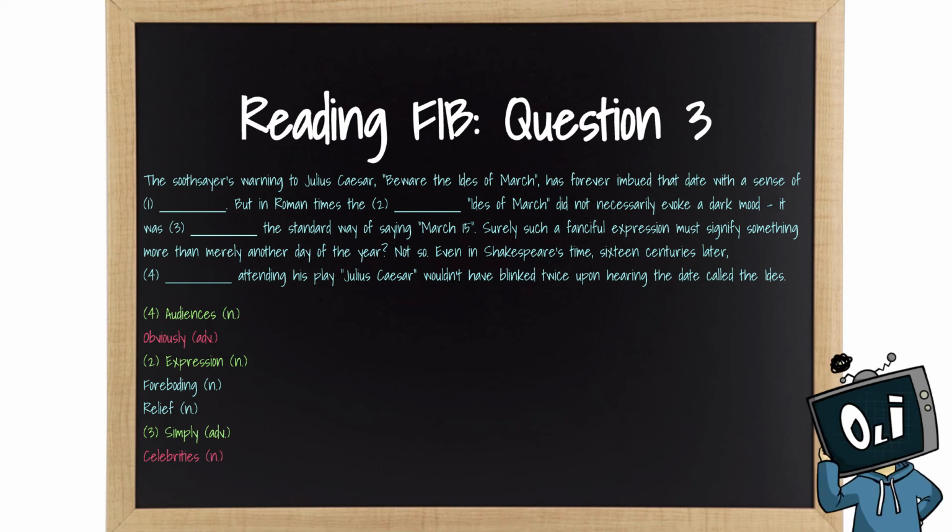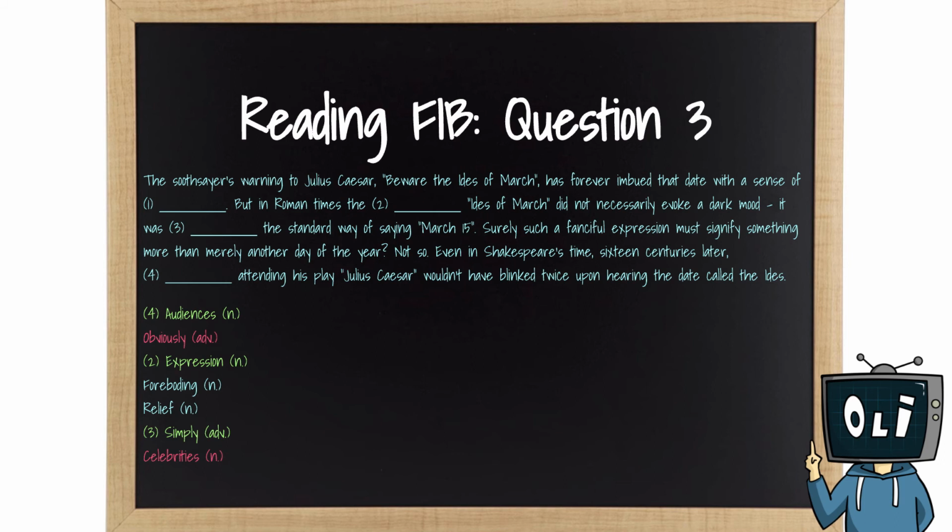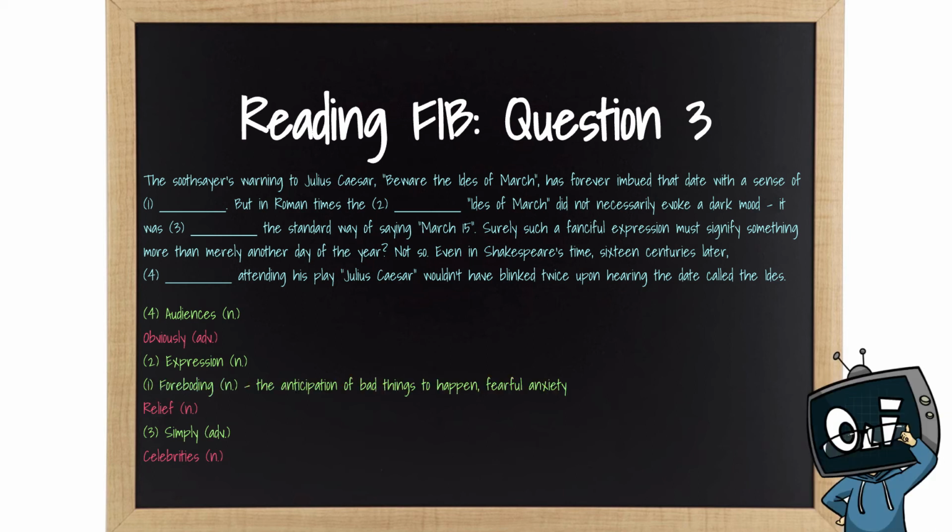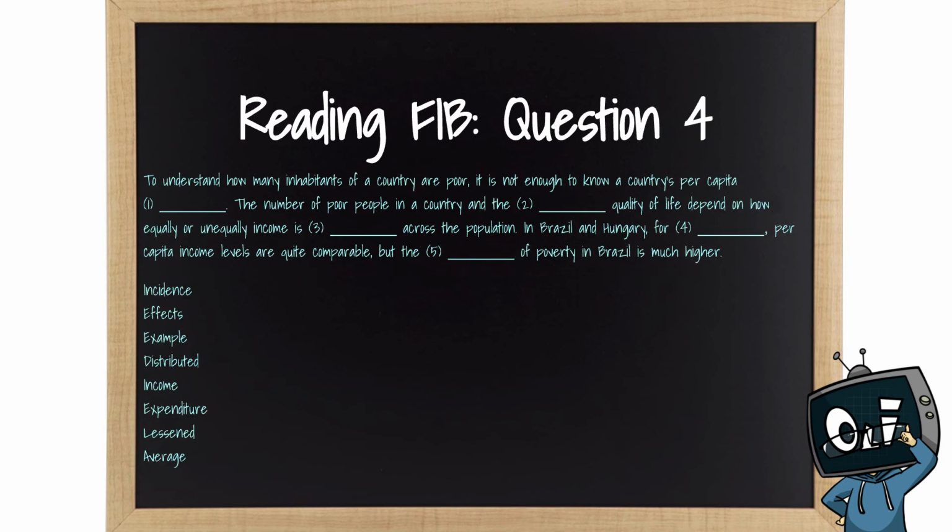Even if you don't know what foreboding means, you should be able to see that all other words don't have a negative tone. Therefore, the correct word for the first blank is precisely foreboding. It means to have a feeling that something bad will happen, exactly what we need for this blank. Here comes the last question for today. As always, let's go through the blanks first.